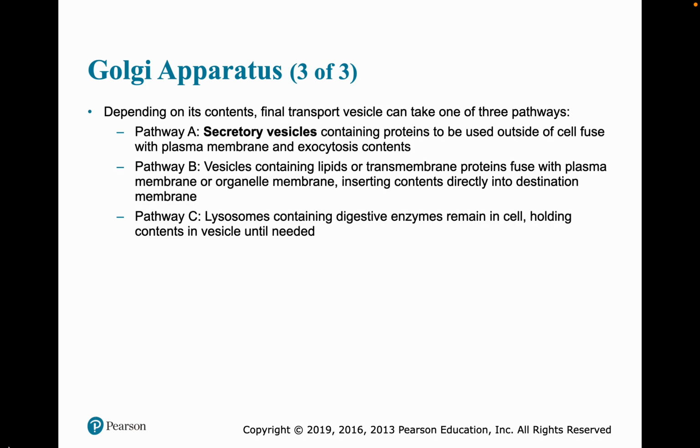So pathway A is for secretory vesicles. Those are proteins that can be used outside the cell. They will fuse with the plasma membrane and undergo exocytosis, as we talked about earlier. Pathway B, the vesicles contain lipids or transmembrane proteins. They're also going to fuse with the plasma membrane or the membrane of some organelle and put their contents directly into that membrane. And pathway C is lysosomes that contain digestive enzymes. They remain in the cell, and they hold the contents in the vesicle until needed.